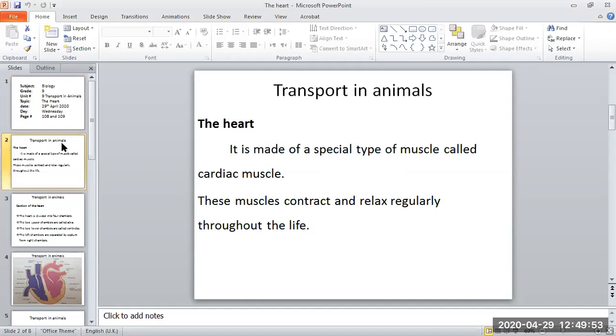Here, number one. What is the heart? It is made of special types of muscles called cardiac muscles. These muscles contract and relax regularly throughout life. When they contract and relax, they pump or push the blood to the body.